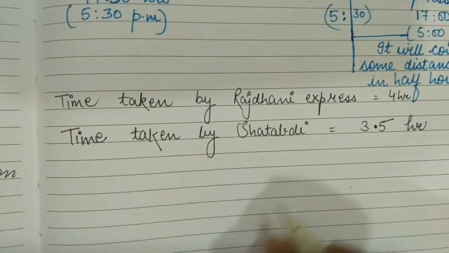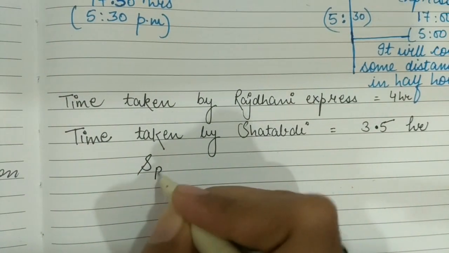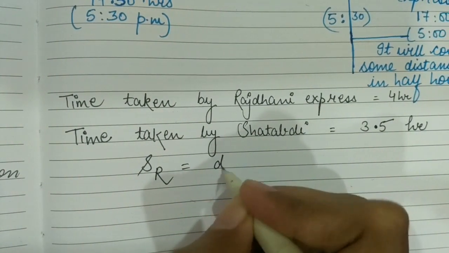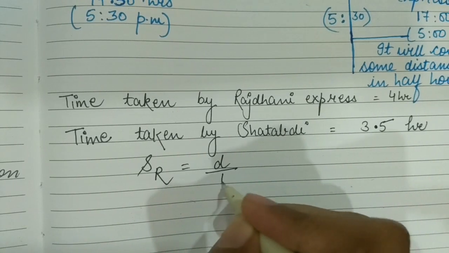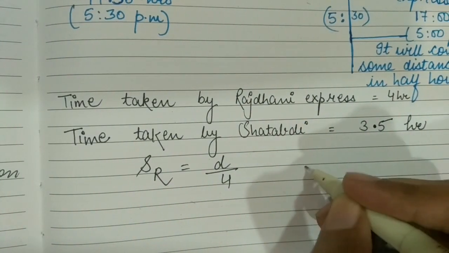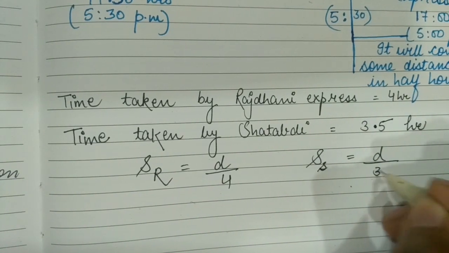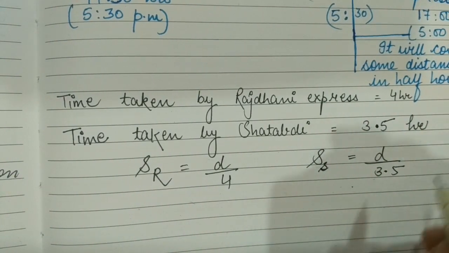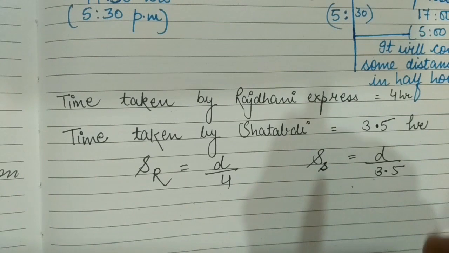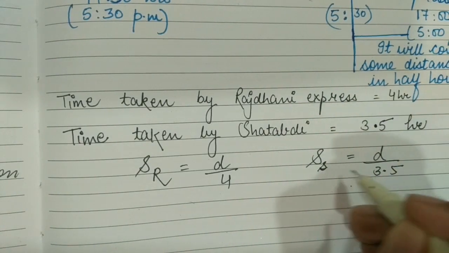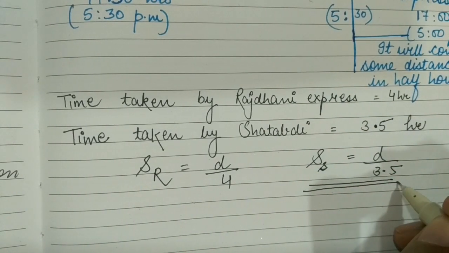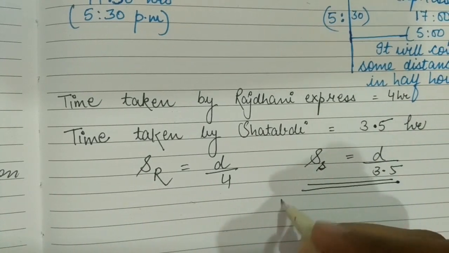So speed of Rajdhani will be distance upon time taken by it. Speed of Shatabdi will be distance upon time taken by it. There is a time difference of half an hour between these two. So Shatabdi will travel some distance in half an hour.